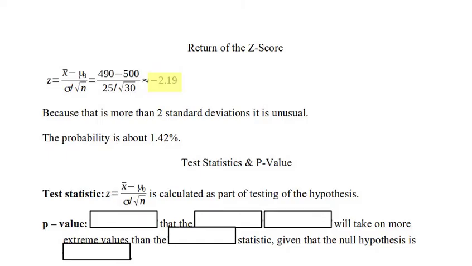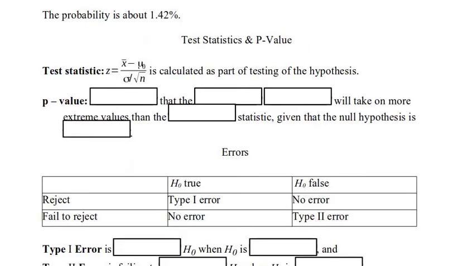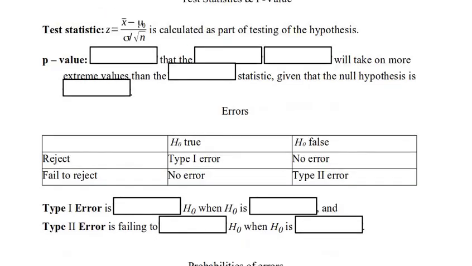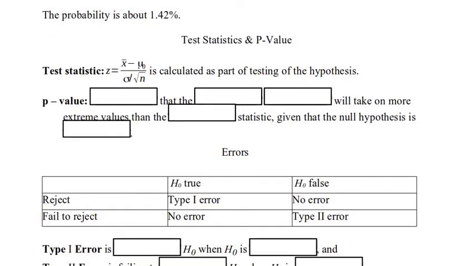Okay, so let's formalize these. The test statistic is our z-value, so that's exactly what you'd expect. The only new part here is, remember that our standard deviation is the standard deviation of the sample means, so we have to take sigma and divide it by the square root of n. Then there's a p-value, and this is new.